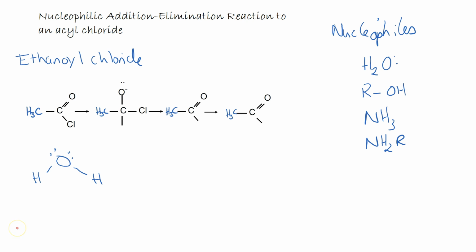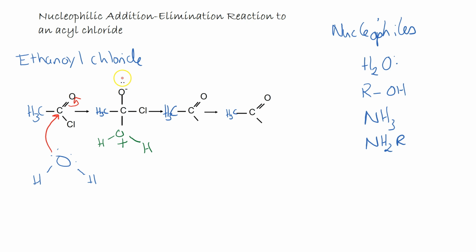And as we saw for the general mechanism here, it is going to attack the delta positive carbon, and then from the bond between the carbon double bond oxygen, the double bond goes on to the oxygen there. What we form then is an intermediate, and remember here our intermediate now has the hydrogens and oxygen attached from the water, and we have a positive charge here on our oxygen.